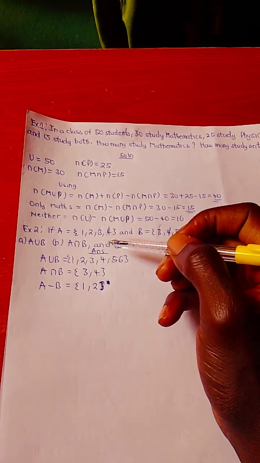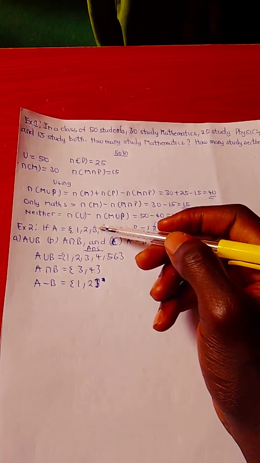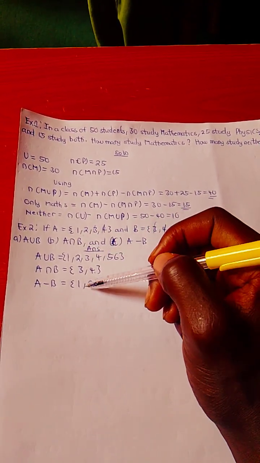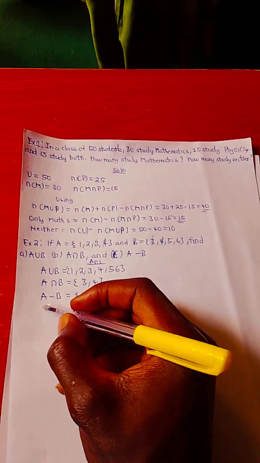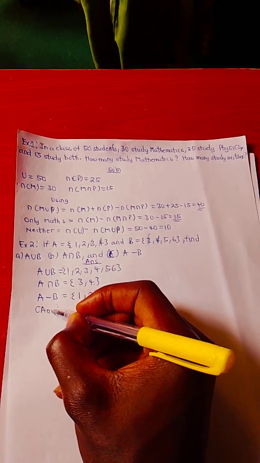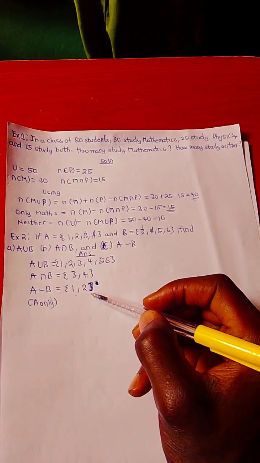But we're only dealing with A only. So in A only, we only count the elements that are not common to B, which are 1 and 2. We put them together. So our A minus B, which is A only, is 1 and 2.